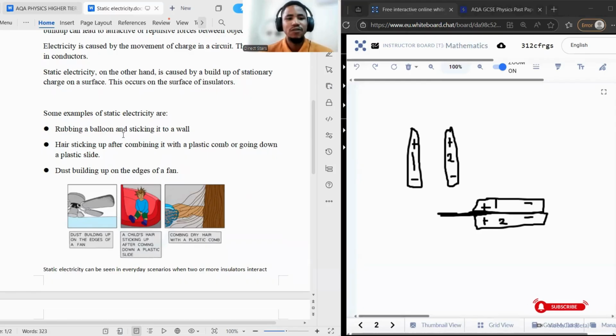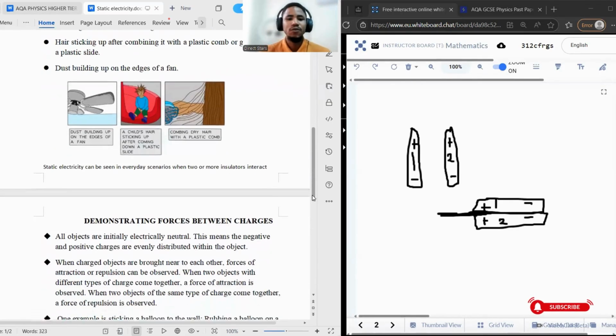But at the point when there's force, where there's little contact, a friction between them, that's when you can see there will be a little attraction. After you comb your hair, you see a little attraction between the comb and the hair. Yes, because at that point, with friction and contact between them, they are exchanging the positive and negative charge between them. Okay, so now let's demonstrate forces between charge.